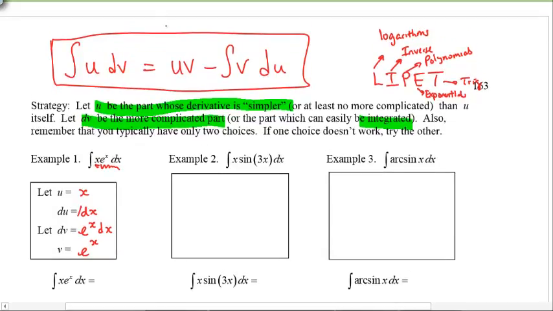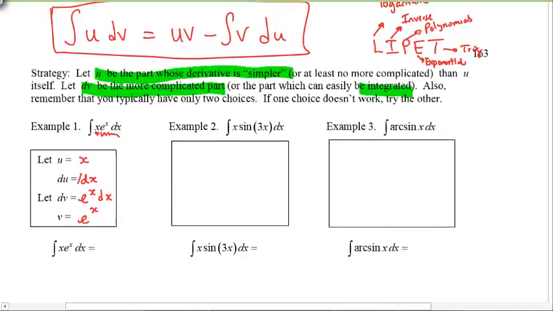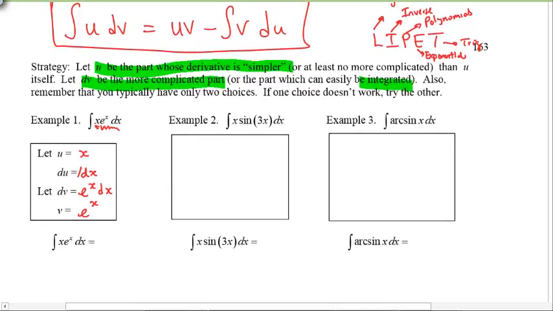Some math people in calculus like to call this the ultraviolet. That's UV, right? UV rays. Ultraviolet. And then v du is voodoo. You scared yet? Ultraviolet voodoo. Ooh, scared yet? So, uv minus the integral of v du.